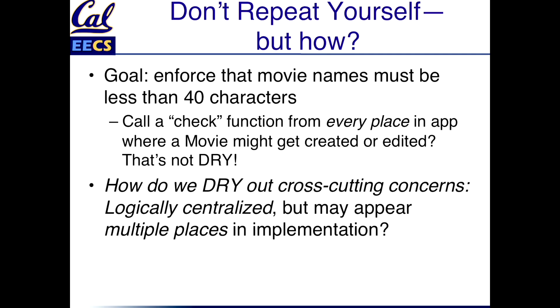So the motivating concern here is, how do we dry out things that are cross-cutting concerns, things that logically you think of as a single type of functionality? Like, we want to enforce a validity constraint, but the places in the application where that has to happen could be spread across a lot of different locations.